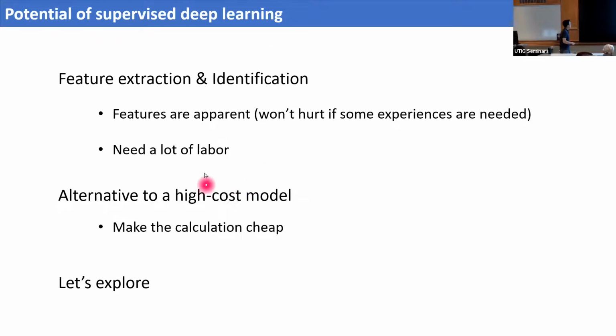And the second one is it can be an alternative to a high cost model. For this one is model supervised deep learning. We use the output of the physics-based model to train a deep learning network. For this one, the advantage of using deep learning would be to make the calculation cheap. Sometimes a physics-based model can take months to make this simulation, but if the deep learning is trained by that, it may take several seconds or several minutes to make the prediction. So sometimes it can make the calculation cheap.